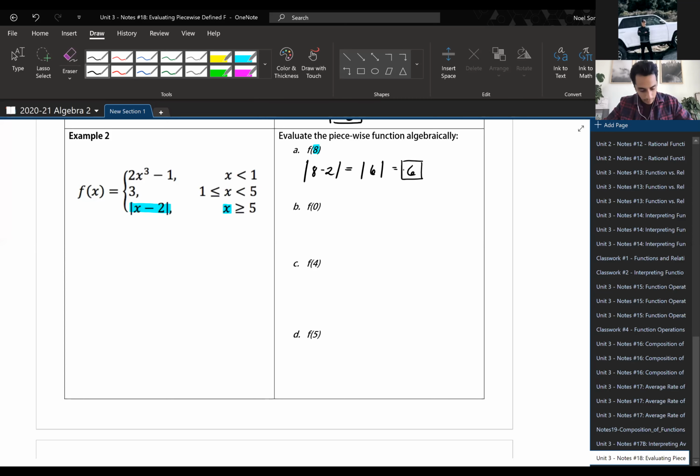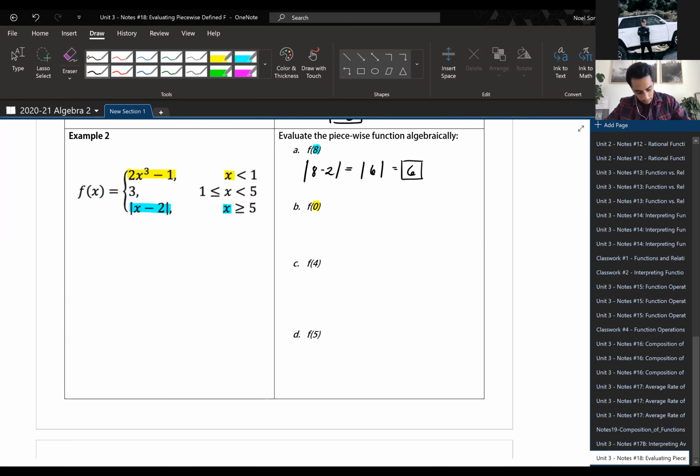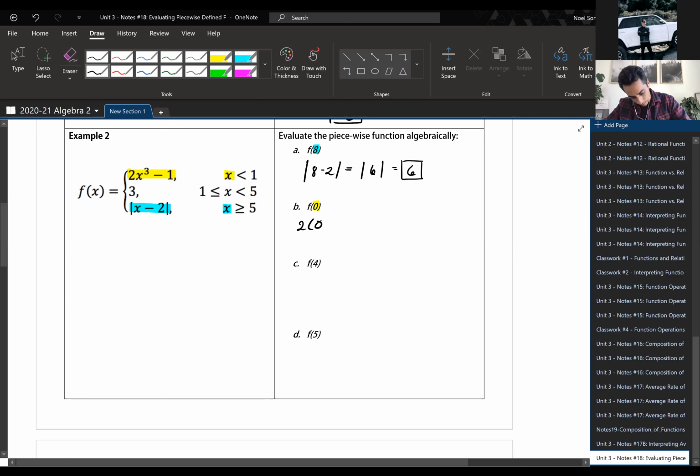All right, next one. f of 0. We want to know where 0 fits best. Is that going to be the first, second, or third domain? First one, right? Because 0 is less than 1. So we would use this function to evaluate. We end up with 2 times 0 to the third minus 1. We clean it up. 0 to the third is 0, so 2 times 0 is still 0. We end up with just -1.